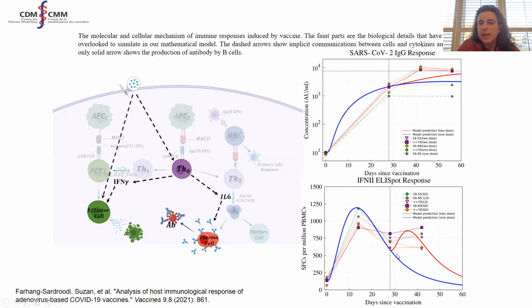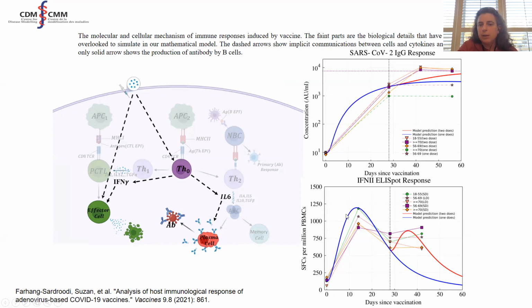And then we do the same thing while we're fitting to antibody data, we're also fitting to interferon gamma data here. And so you can see that if we have 1 dose, we have this increase in interferon, which is related to our effector cells, and then a decrease. And then with the 2nd dose, we have another increase and a decrease.